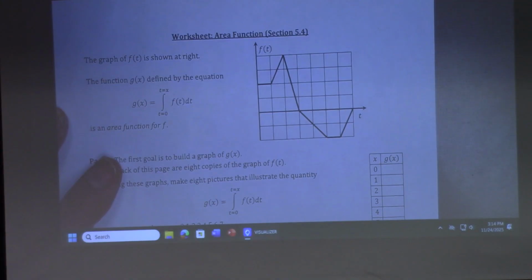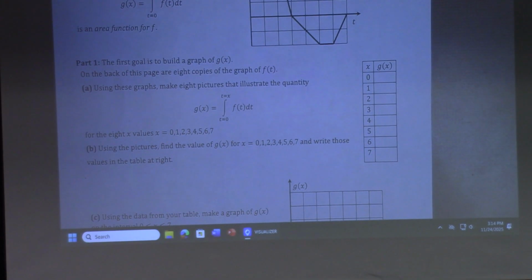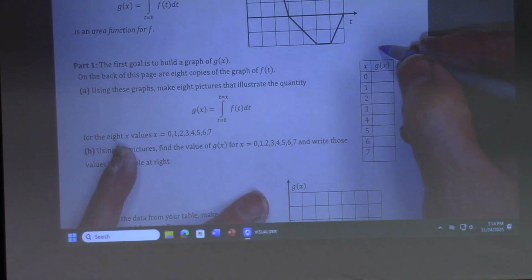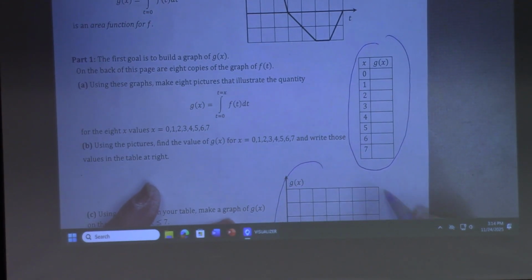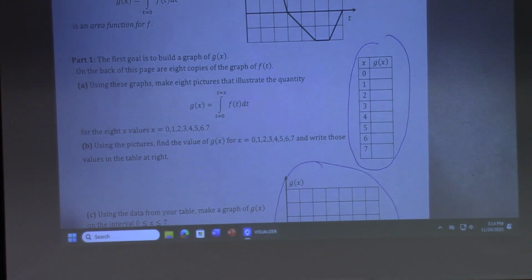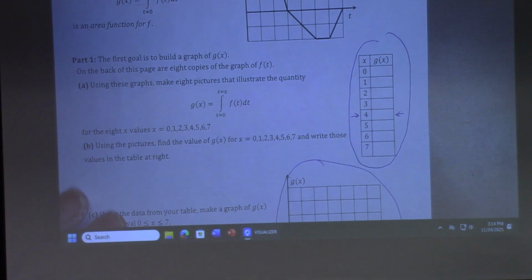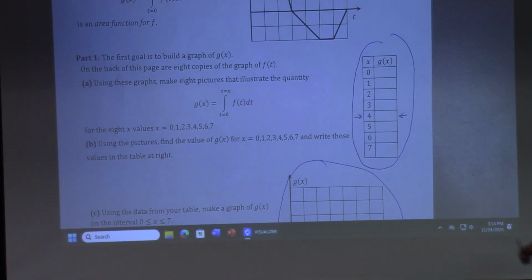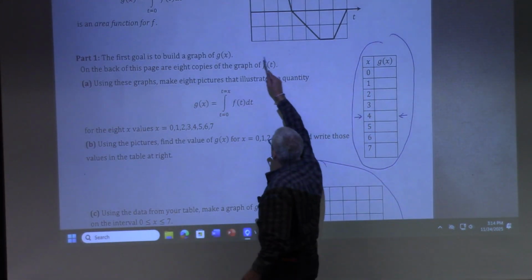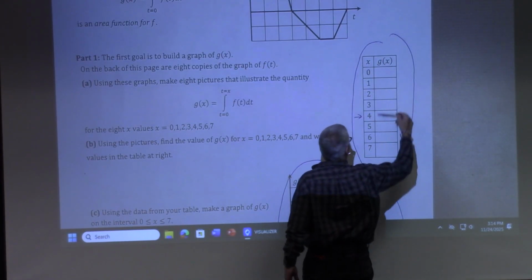So the goal is to build a graph of g. So we want to make a table of values for g. So we want to fill in this table, and we want to use this table of values to make a graph of g down here. So let's think about this. Let's think about what's going to go in the entry of this table with x equals 4. Well, when x equals 4, we're talking about the area under this graph from 0 to 4. And we're going to have to think about that 8 times.